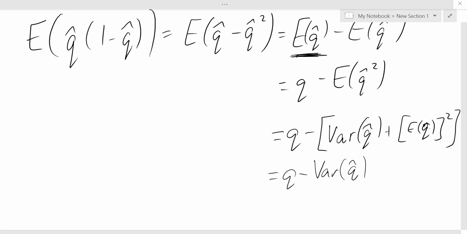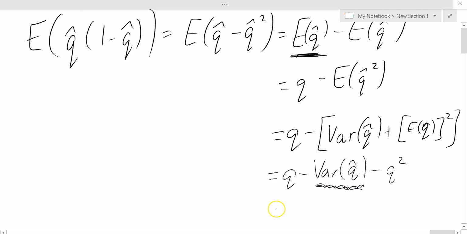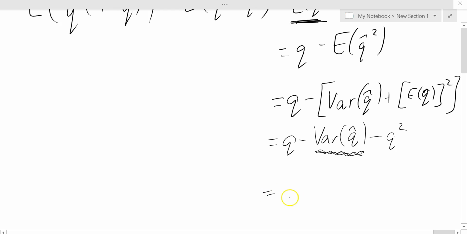Expected value of Q hat is Q, right? So we have a minus Q squared there. So we need to figure out this piece. This is where we'll actually use the definition of Q hat. At least for me, I think it's easier to use the definition of Q hat, or you could also think about doing the central limit theorem as well. I think it's just easier to rewrite this as your X over M, right? Because that's how Q hat's defined.